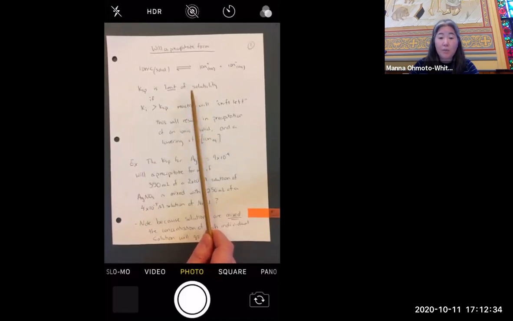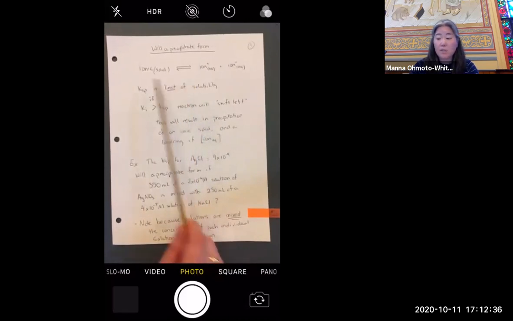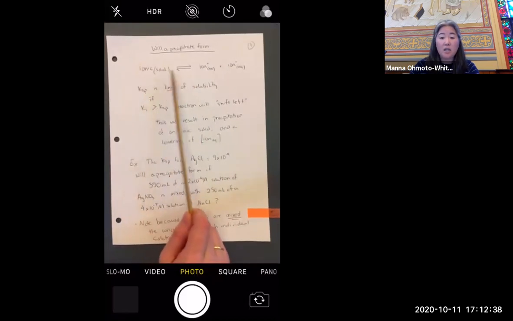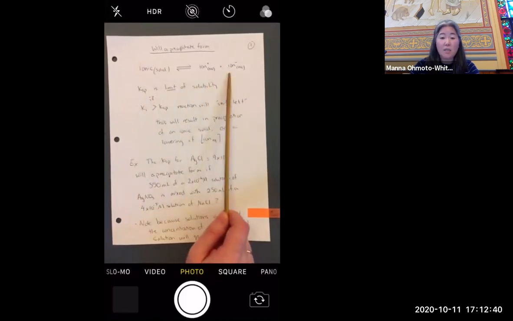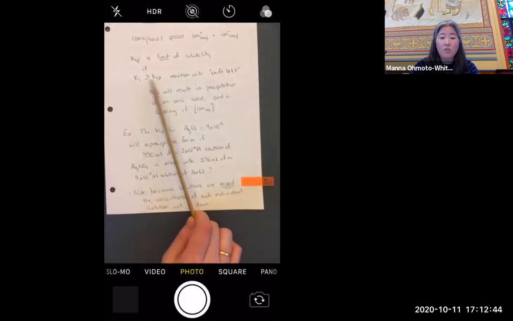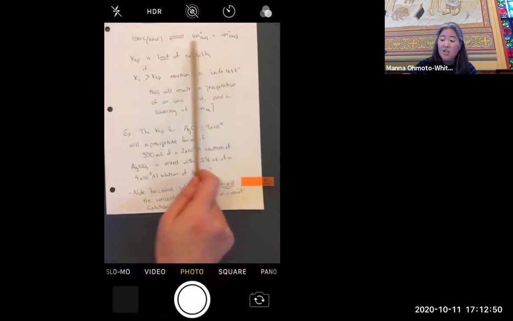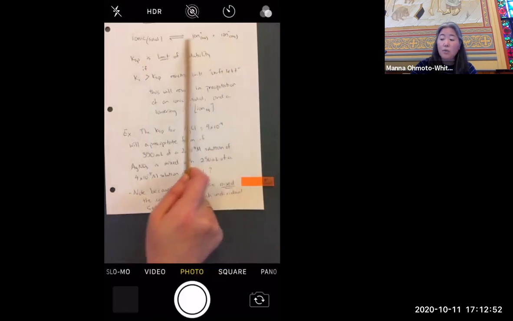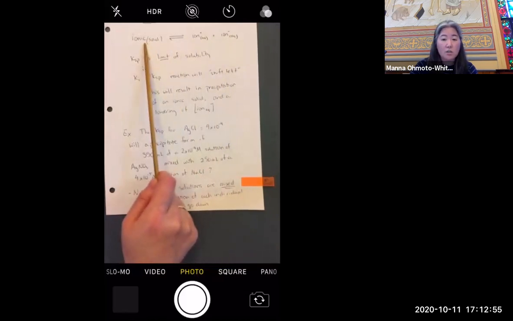So reminder that whenever I'm talking about my KSP expression, it's always of my ionic solid dissociating into my aqueous ions. And just like KEQ, if my Qi expression is greater than that, then my reaction will shift left. And in this case, shifting left means that I'm going to cause more solid to start to appear.